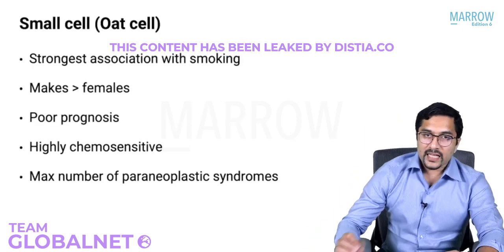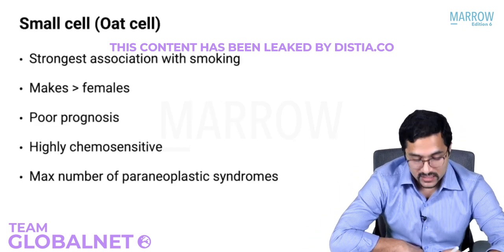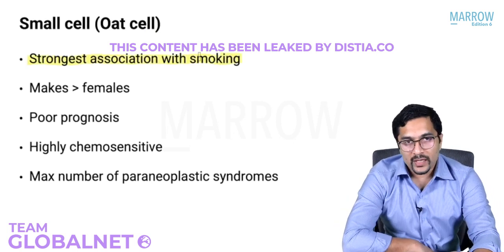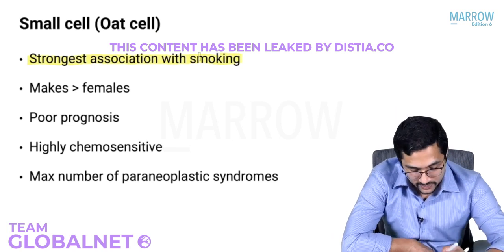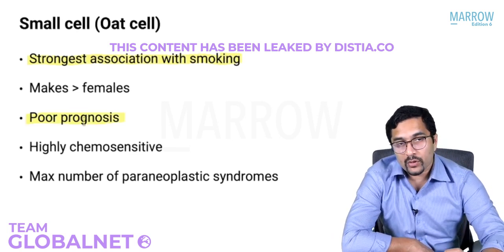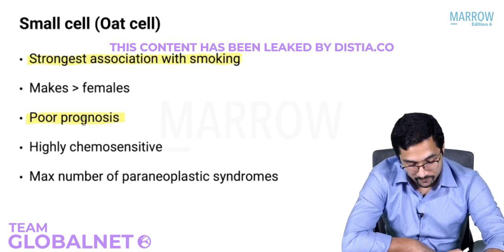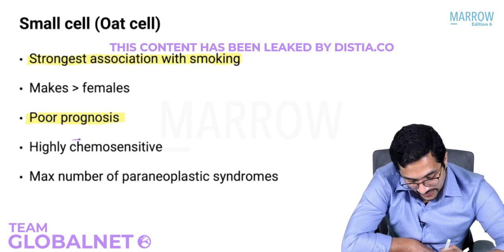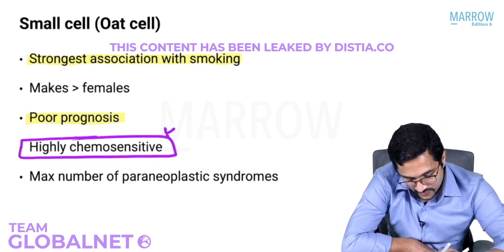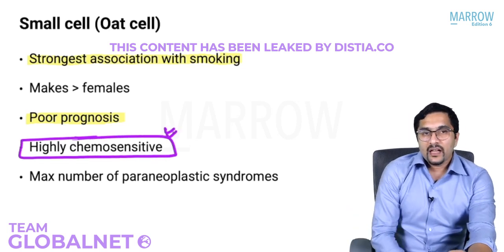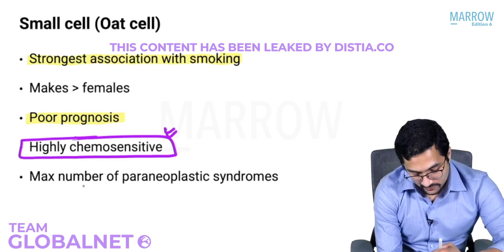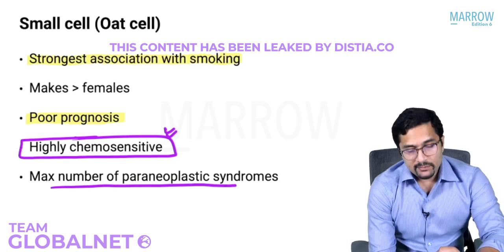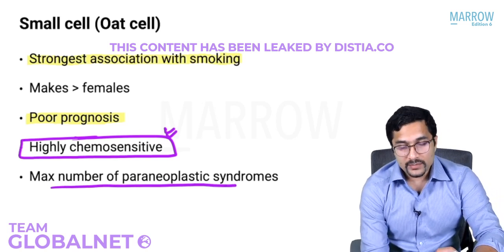Now, small cell lung cancers have the strongest association with smoking, right? Males are more commonly affected and they usually carry a poor prognosis. They spread rapidly. The advantage of small cell lung cancers is that they are highly chemosensitive, and they respond very well to chemotherapy. They show the maximum number of paraneoplastic syndromes as well.